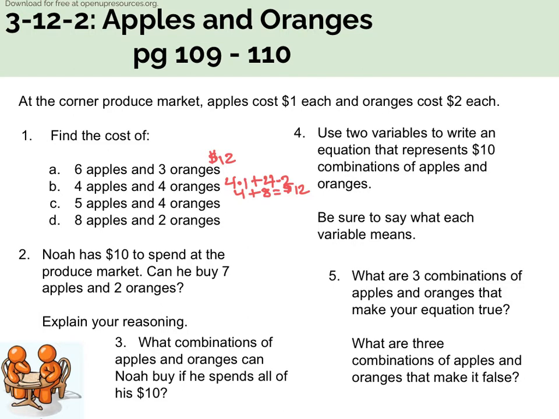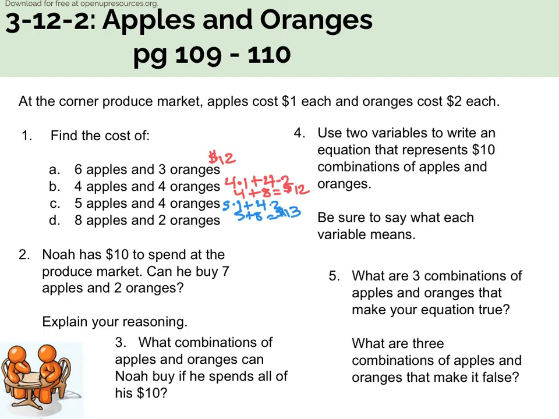I'm going to change my colors to make it a little easier. 5 apples at $1, 4 oranges at $2. 5 times 1 is 5. 4 times 2 is 8. 5 plus 8 is? Yep, you got it. We're going to spend $13.